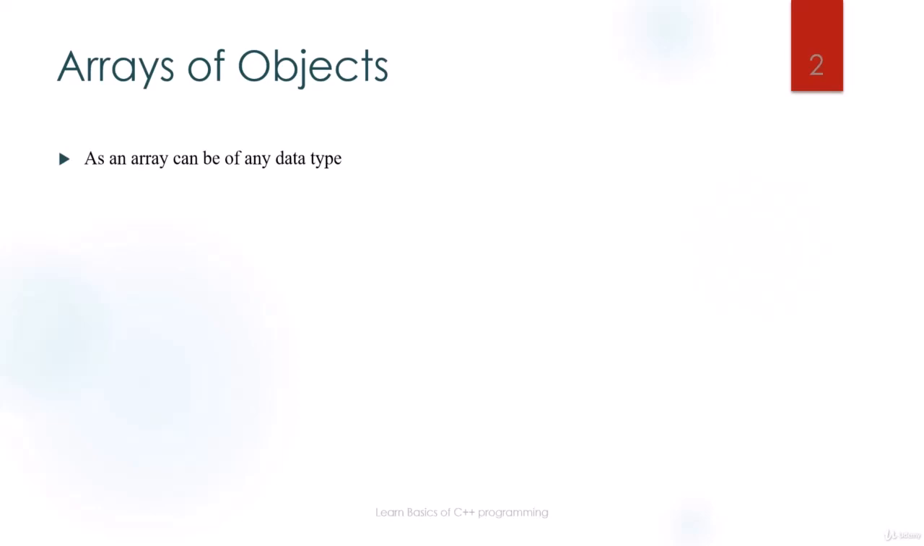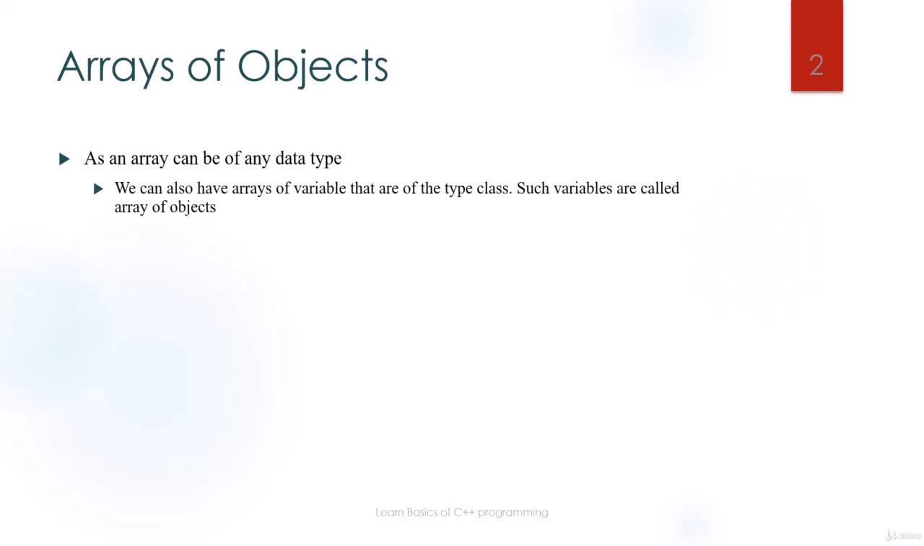As an array, it can be of any data type. We can also have the array of the variables that are of the type class. Such variables are called the array of objects. Let us see the example.